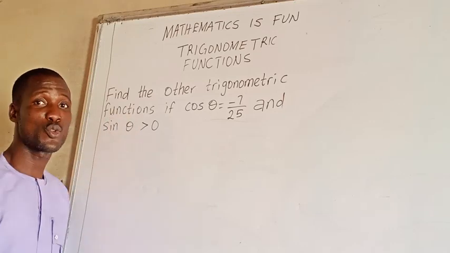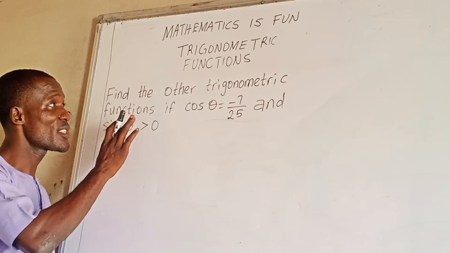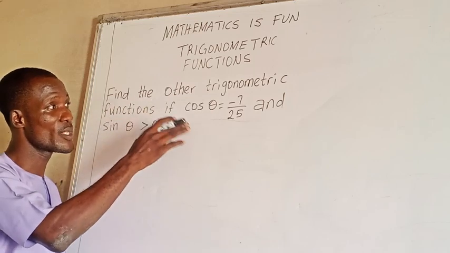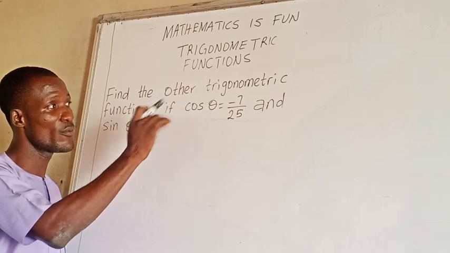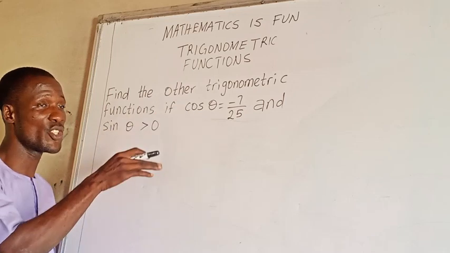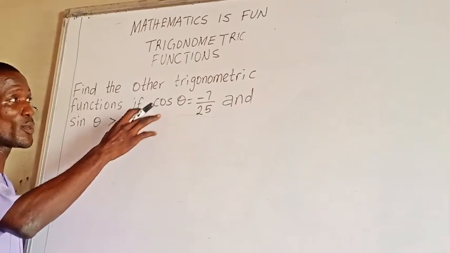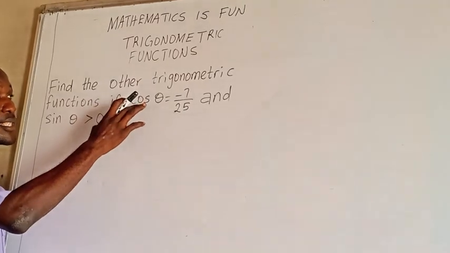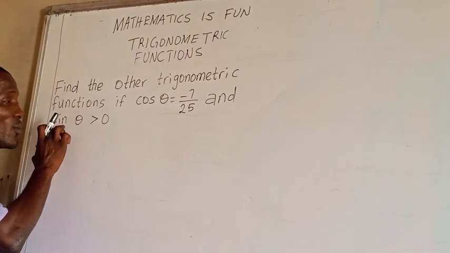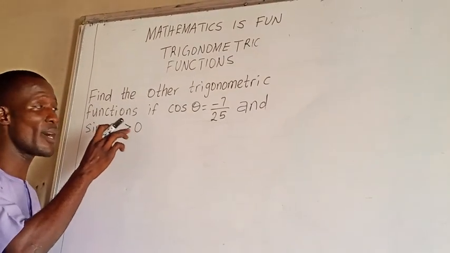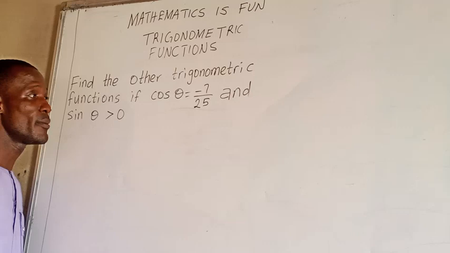We have this problem on the board to quickly solve. The question says that we should look for the other trigonometric functions if cos theta equals minus 7 over 25 and sin theta is greater than 0. The information that we are having in this place is that the value of our cos theta is negative and the value of our sin theta is positive, since every number greater than 0 is actually positive.